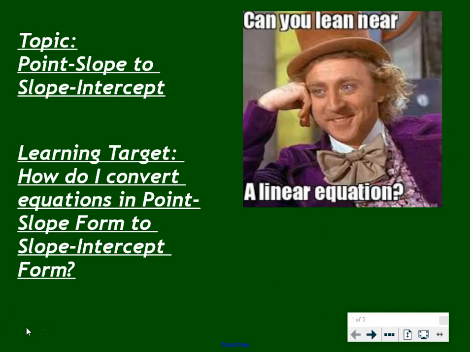Today our topic is point slope to slope intercept. So our learning target: how do I convert equations in point slope form to slope intercept form?